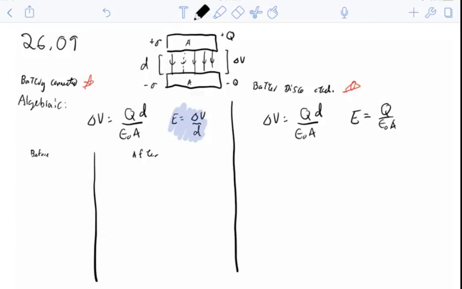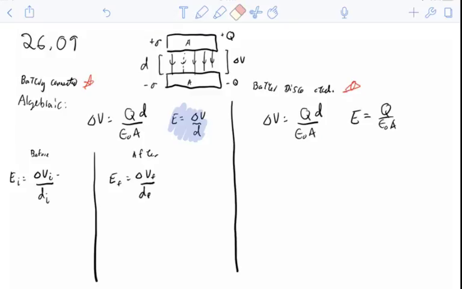Before, our equation looks like this. E initial is equal to delta V battery. Okay, how about the initial? Delta V initial over D initial. After, E final is equal to delta V final over D final.